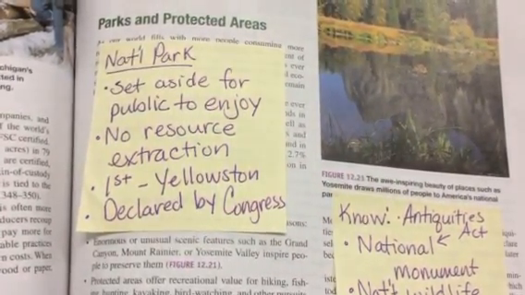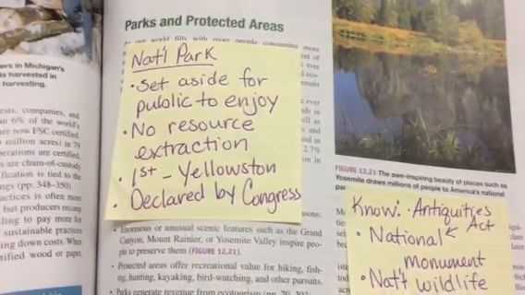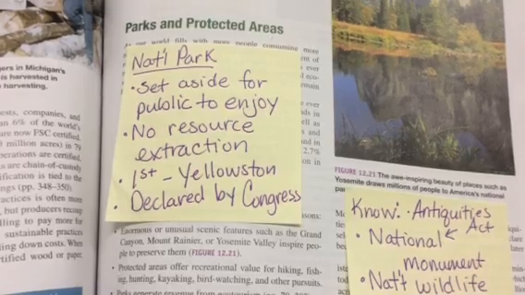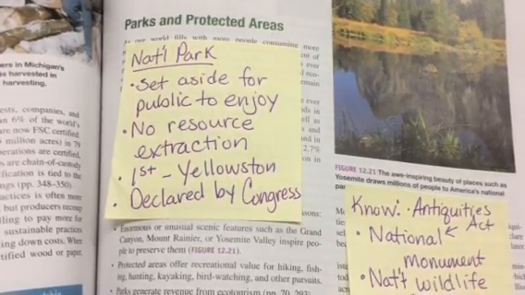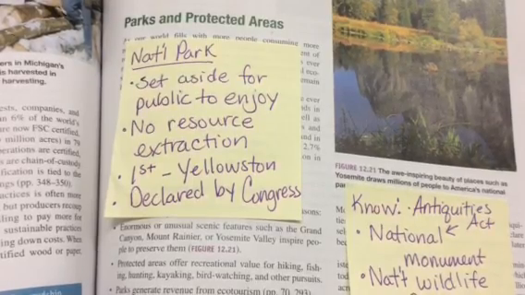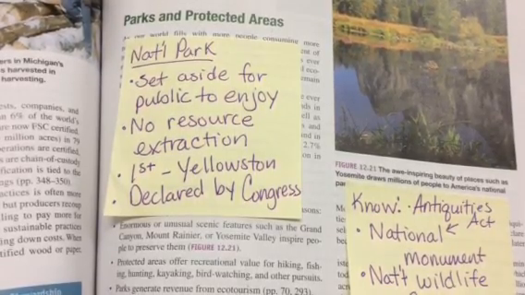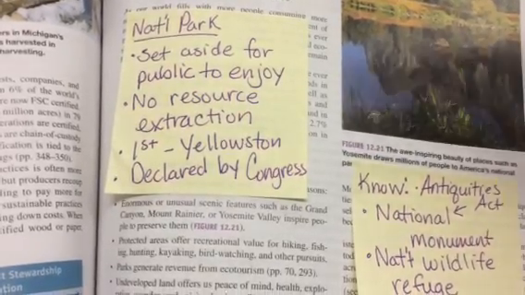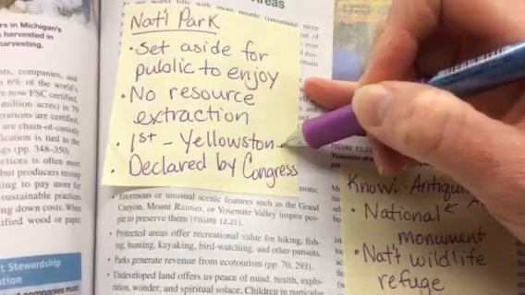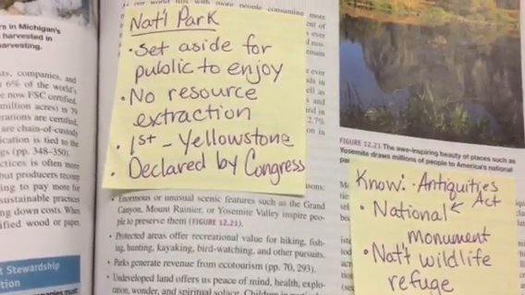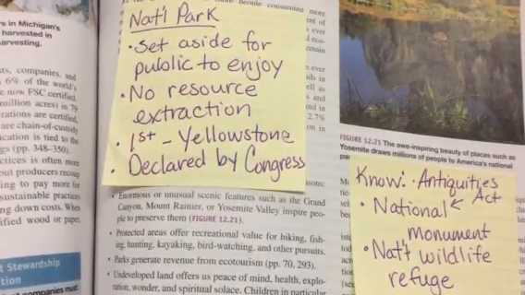A national park is set aside for the public to enjoy, but you cannot extract resources. You can't log, you can't mine, you can't really take anything home. If you fish, it's catch and release. You can't eat the fish. The first national park in the whole world, not even just in the US, was Yellowstone. A national park has to be declared by Congress.